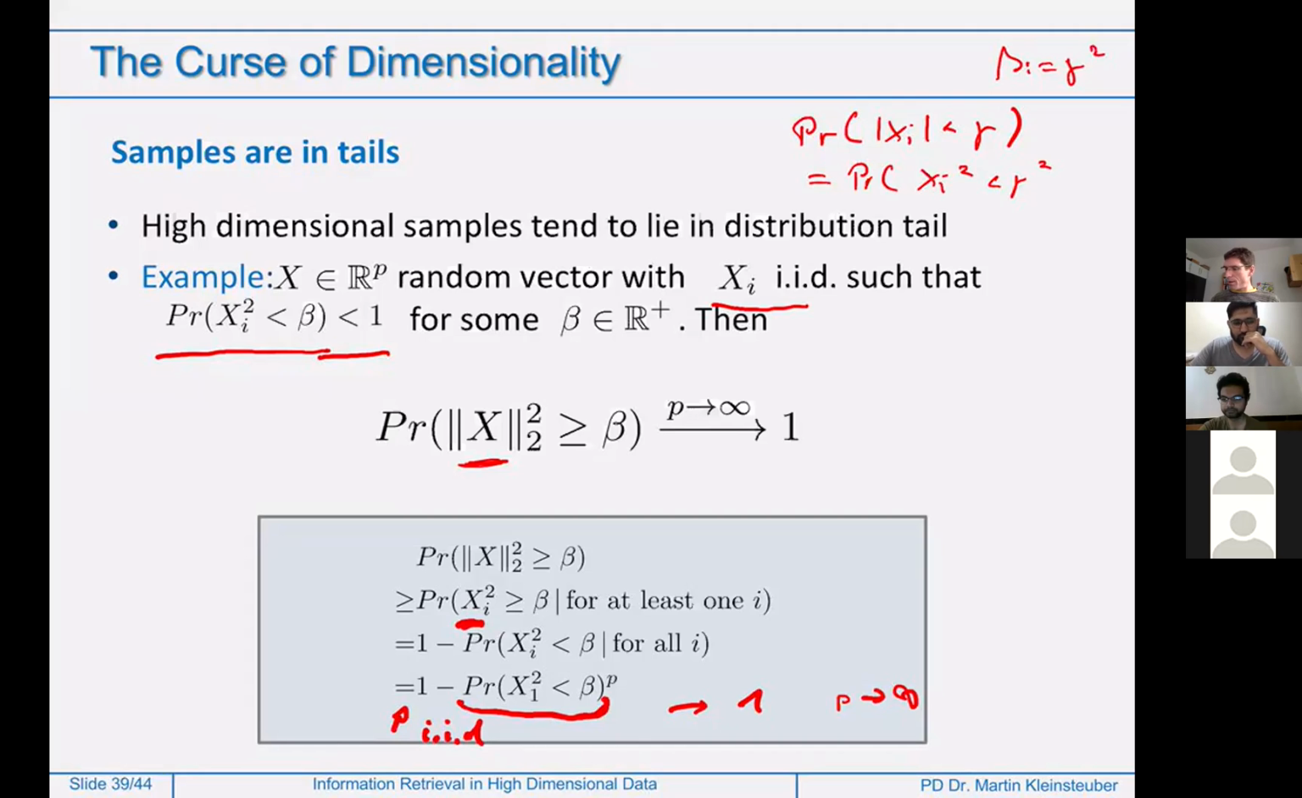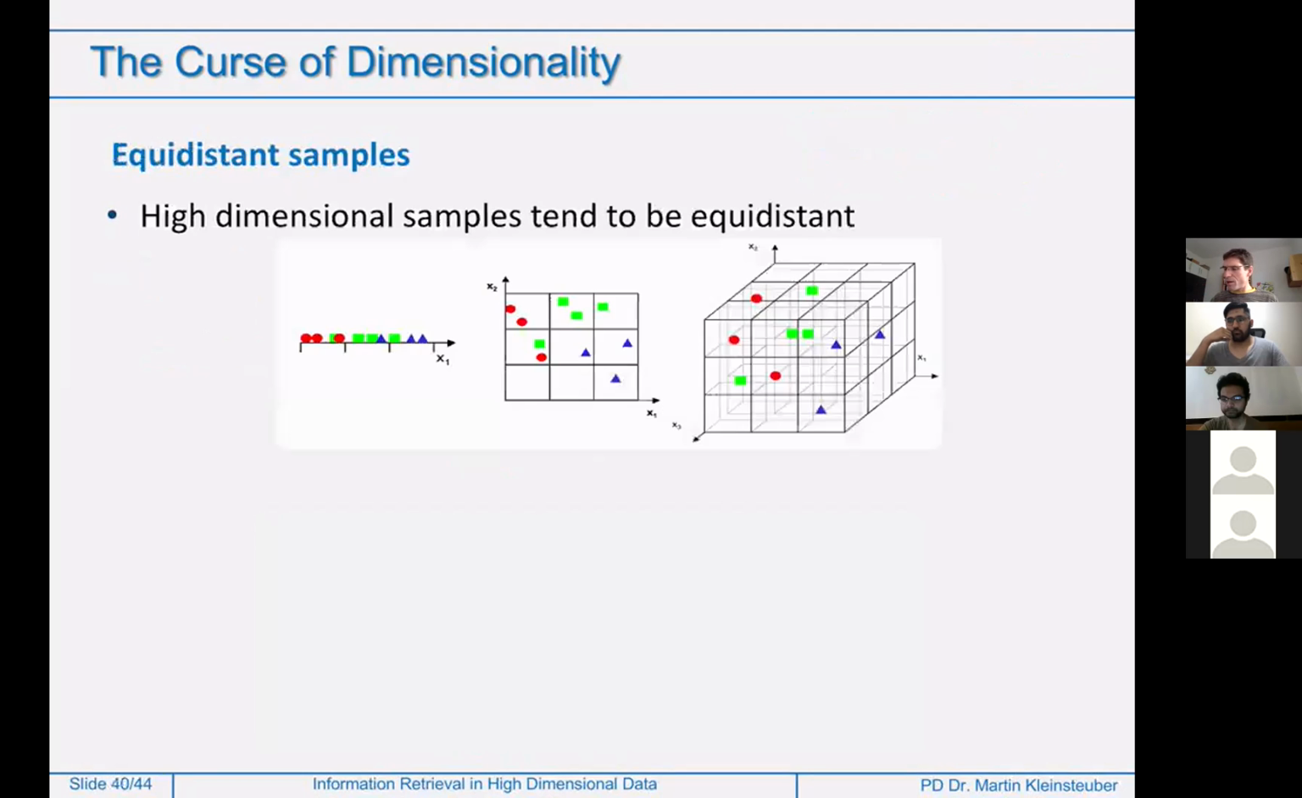Good. Then let's continue. There were two things, right? There was this estimation of the distribution is not so easy. Then also the samples tend to lie at the tail of a distribution, which is also somehow counterintuitive. And the other thing is that the samples, and this is what it means, there are no nearest neighbors. Samples in high dimensions tend to be equidistant.